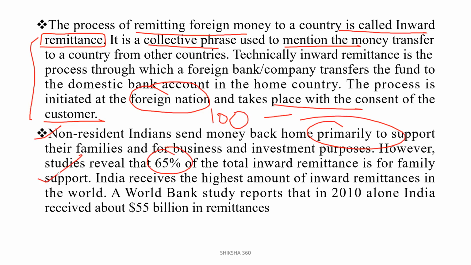India receives the highest amount of inward remittance in the world. A World Bank study reports that in 2010 alone, India received about $55 billion in remittances. The data will be different in different years, but just for understanding purposes we are discussing the data. In the examination, they will not ask data-based questions, clear, since the data is going to change.